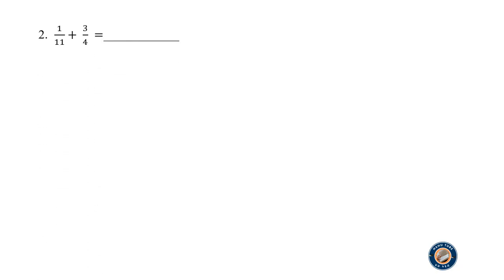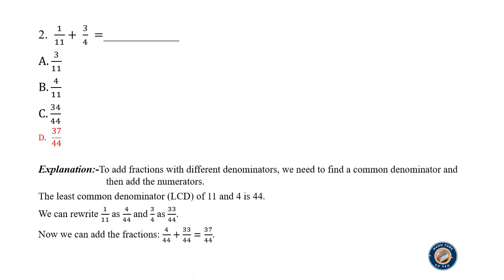Question number 2. 1 over 11 plus 3 over 4 is equal to dash. A. 3 over 11, B. 4 over 11, C. 34 over 44, D. 37 over 44. The answer will be 37 over 44.